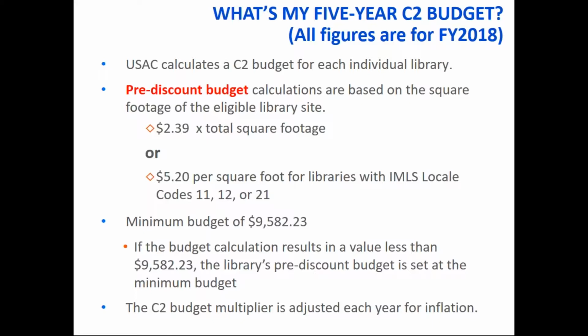You cannot pool the funds. All right, so for most libraries, the per square footage is $2.39, all right? So that's your budget amount.